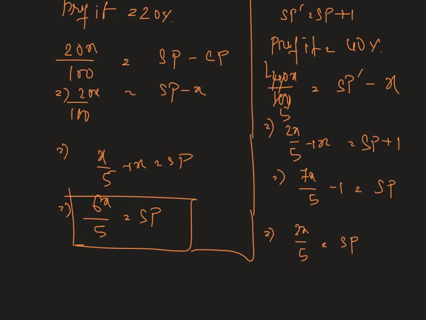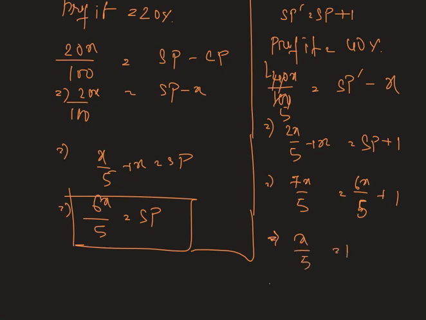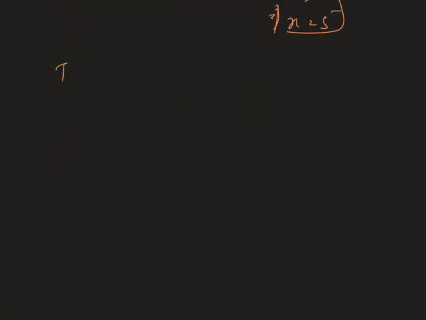Or we can write it in this way also. Suppose this reduces to 7x by 5, and we already have the SP as 6x by 5, which is 6x by 5 plus 1. Therefore we have x by 5 is equal to 1, hence x is equal to 5. So the cost price is 5 rupees.